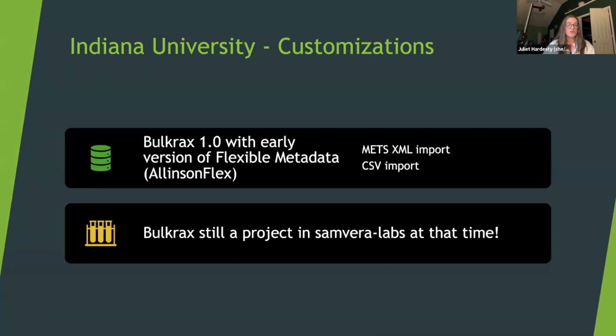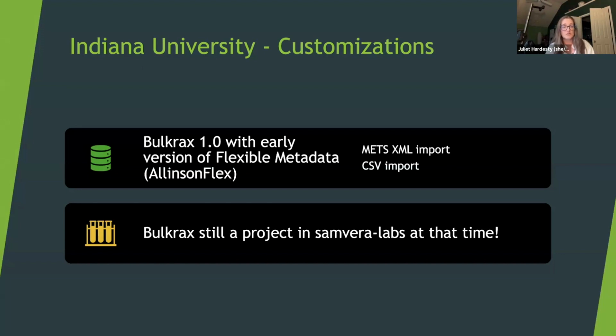We started with an early version of Bulkrax. It was version 1.0 that also used an early version of flexible metadata called Allinson Flex, after its creator and community collaborator extraordinaire, Julie Allinson. We were able to do CSV imports with one work per row in the CSV spreadsheet, and we could also import METS XML files for more complex structures within a single work.